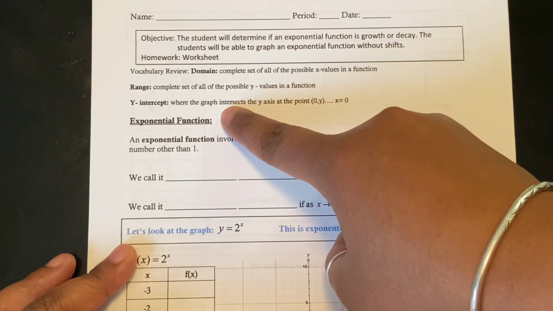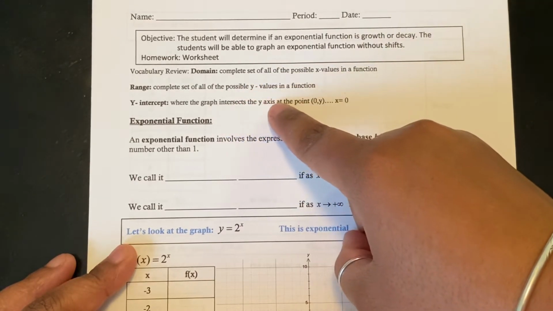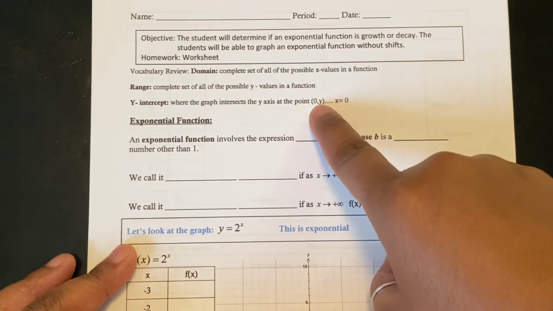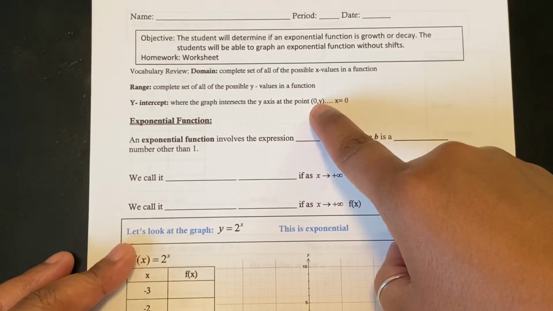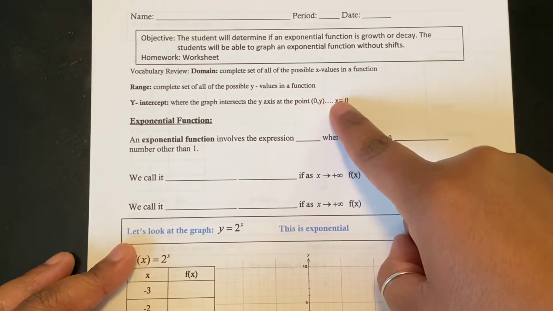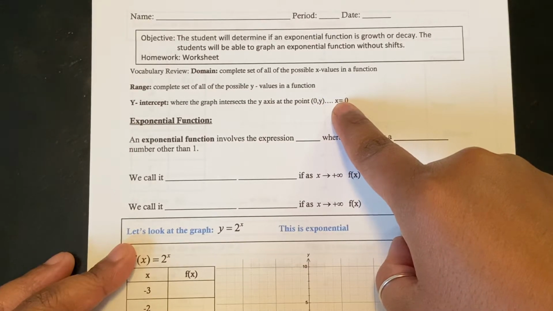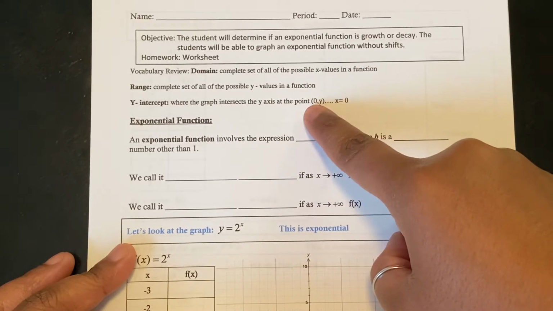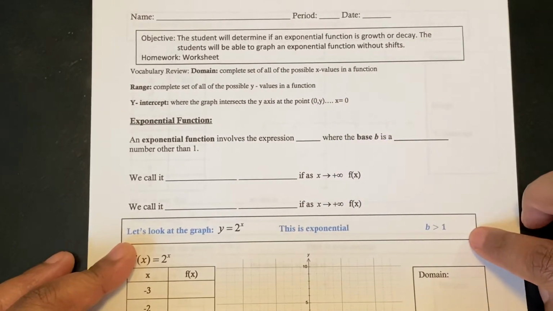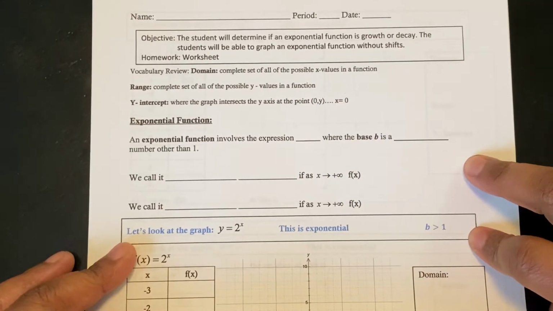And then the y-intercept is where the graph crosses the y-axis at the point (0, y), where y is any number. So if it crosses the y-axis at 2, then it will be (0, 2), okay? Where x is always 0. So x is always 0 at the y-intercept. We're going to need these three terms when we discuss the graphs of exponential functions.